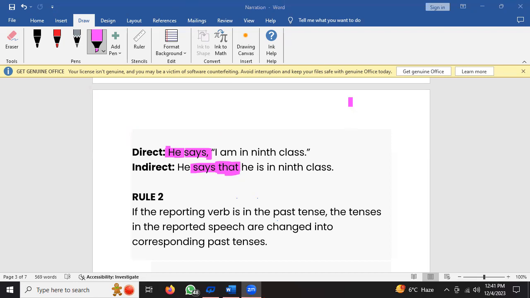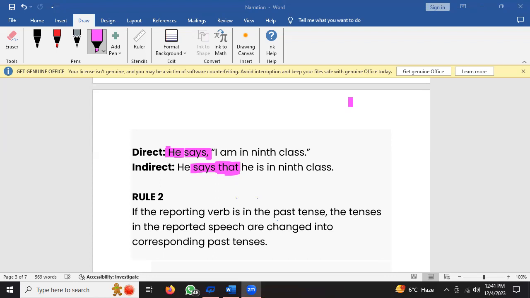Yes, everyone. Faraz, yes, Faraz. Do we have to use that always in place of commas? Faraz, can you be a bit louder, please? Do we have to use always that in place of commas? Okay. Your question is that do we have to use that always as a conjunction in indirect speech?